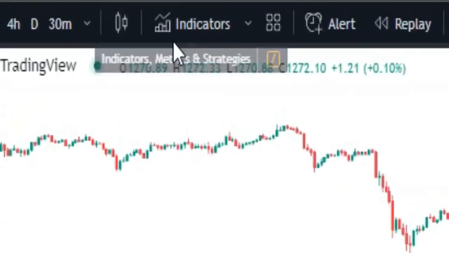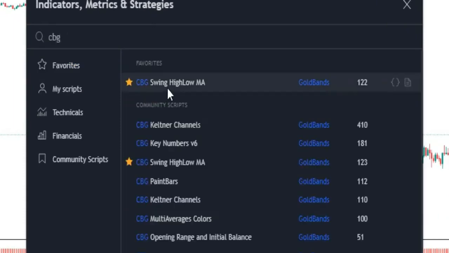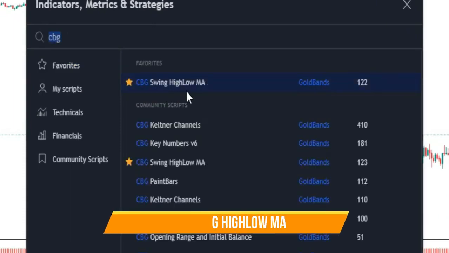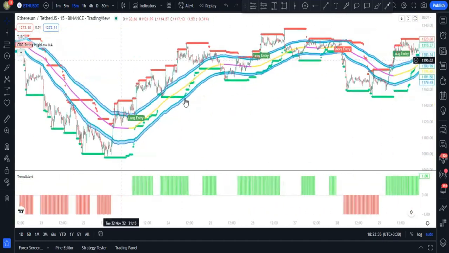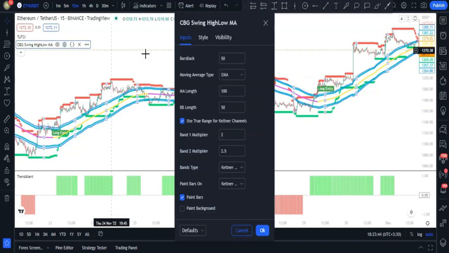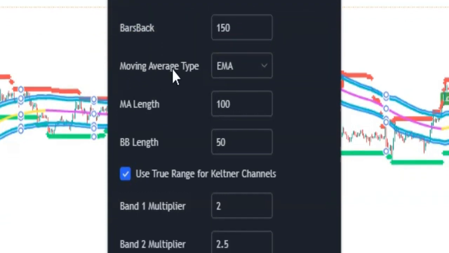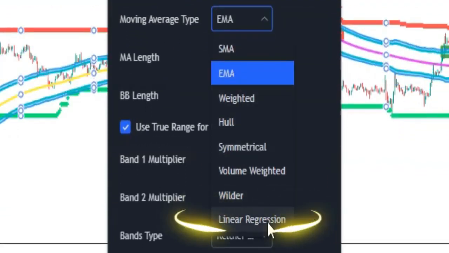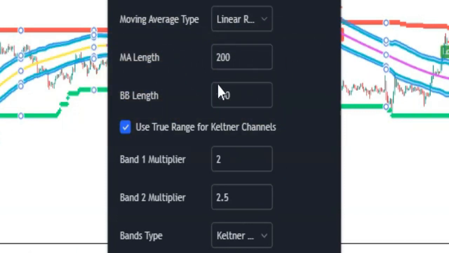Therefore, click on the indicators and in the search zone, search for CBG and add CBG Swing High MA to the chart. This CBG indicator makes the chart so messy, but don't worry. Get into the CBG indicator settings and in the inputs tab, change the bars back to 150 and the moving average type to linear regression and change the MA length to 200. Then change the BB length to 100.